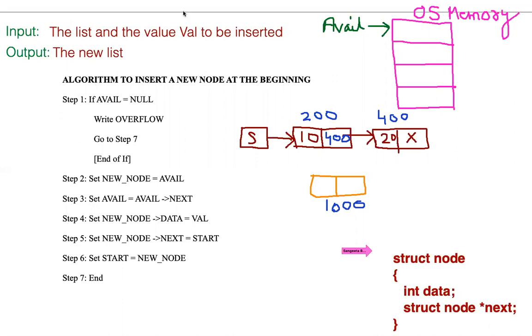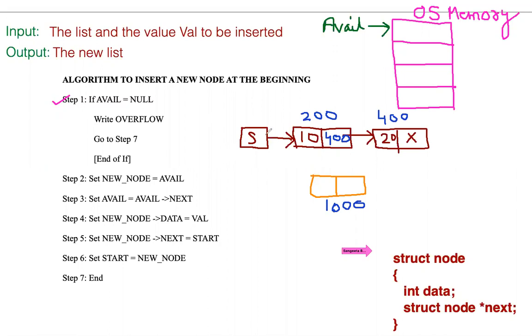Now let us look at the first step of this algorithm. The first step here is, if avail is equal to null, what does this mean? Let us assume that this is the OS memory, and avail is a pointer which is going to point to the very first available memory space in the OS. When I show you the implementation of a linked list, I will tell you how we can implement this part in any programming language. For now, remember that avail is a pointer which is going to point to the first available memory space in the OS.